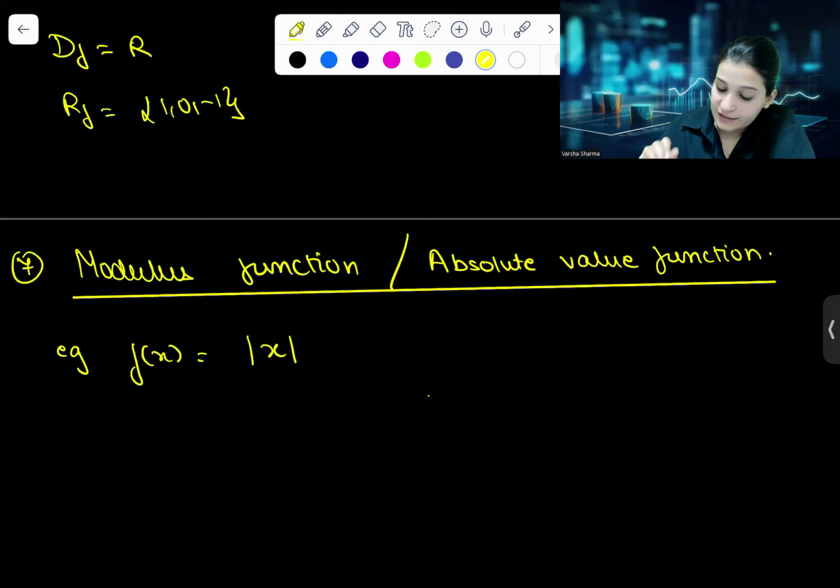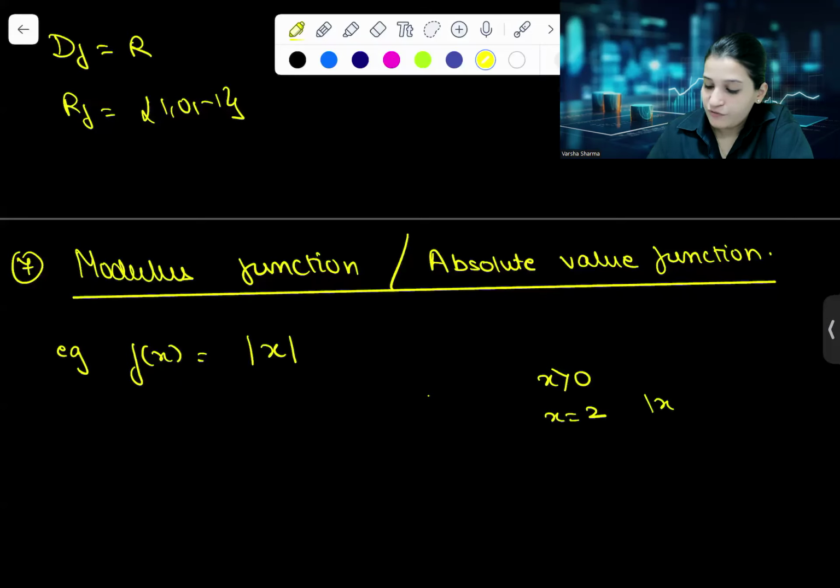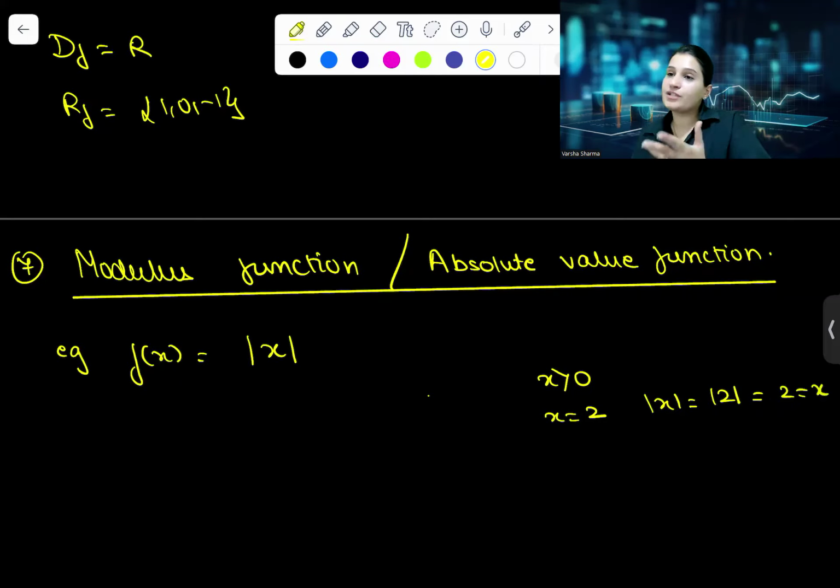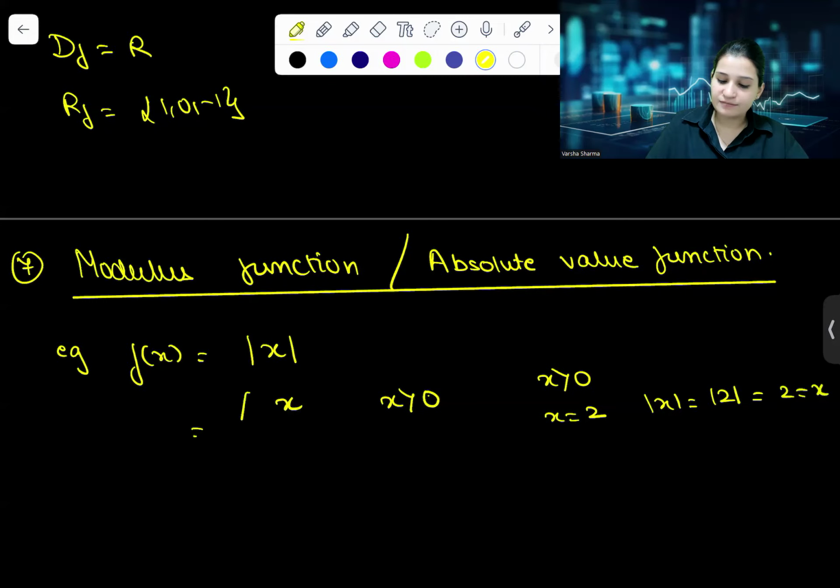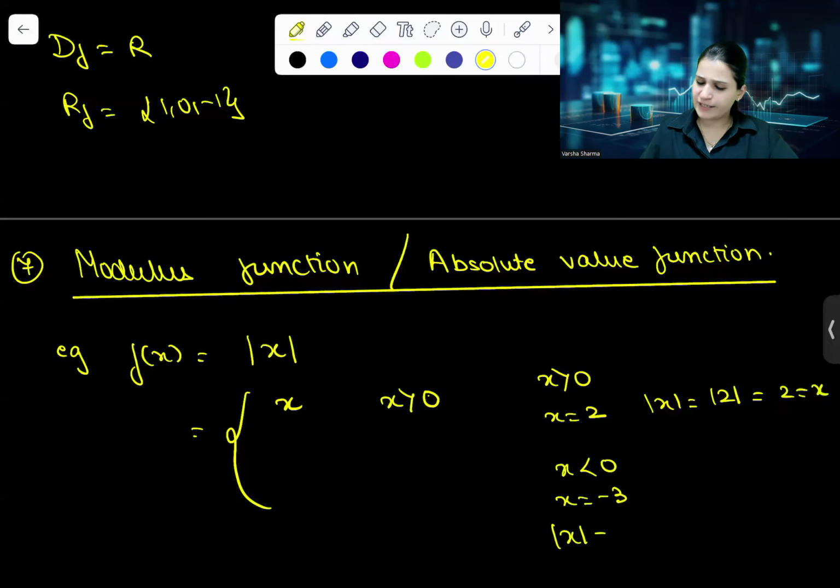Now, understand first. If I put any positive number, say 2, mod of 2 will be 2, which is the same as x. If I would have taken x equal to 3, mod of x will be 3 itself. If I take x equal to 5, mod of x will be 5 itself. So if I take x to be any positive number, the modulus value will be the number itself. There will be no change. Yes, ma'am.